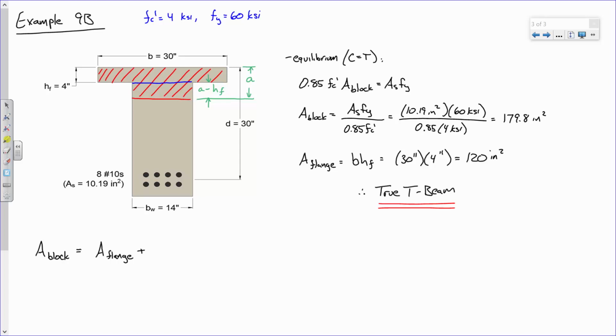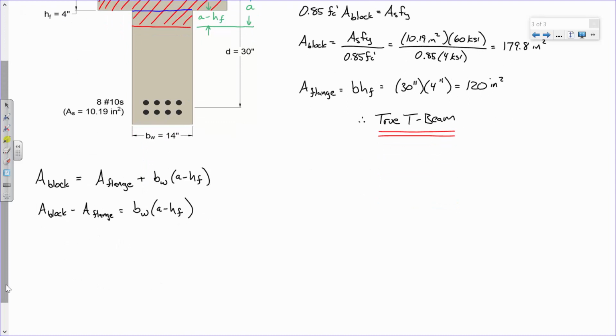Now, how wide is that block? BW. How tall is that block? There we go. So this is B sub W times A minus H sub F. Now, if I look at that equation, what don't I know? I don't know A. So I can use this equation and solve for A pretty easily. I can subtract A block minus A flange equals BW times A minus HF. I can divide.